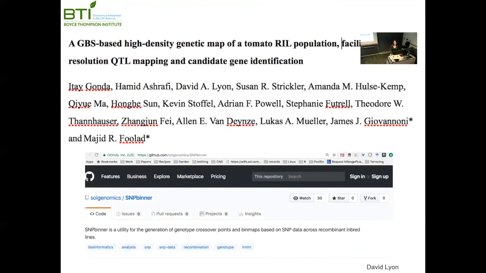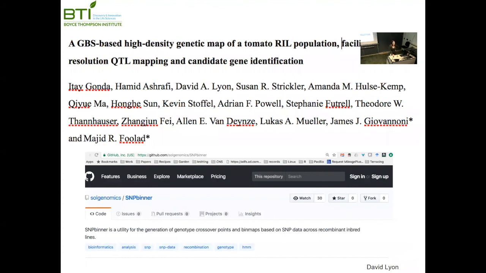So this has actually been used in a paper that we hope will be coming out soon by Itai Gonda and Jim Giovannoni's lab. He used SnipBinner in his analysis of some fruit quality traits in a Pimpinellifolium tomato RIL population. So that will be coming out soon. In the meantime, if you really want to play with the tool, it is publicly available on GitHub. So you can go there and try it out.